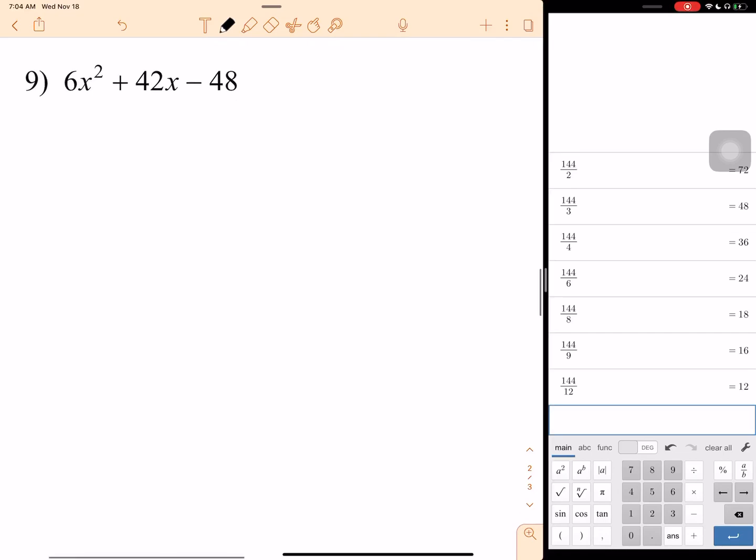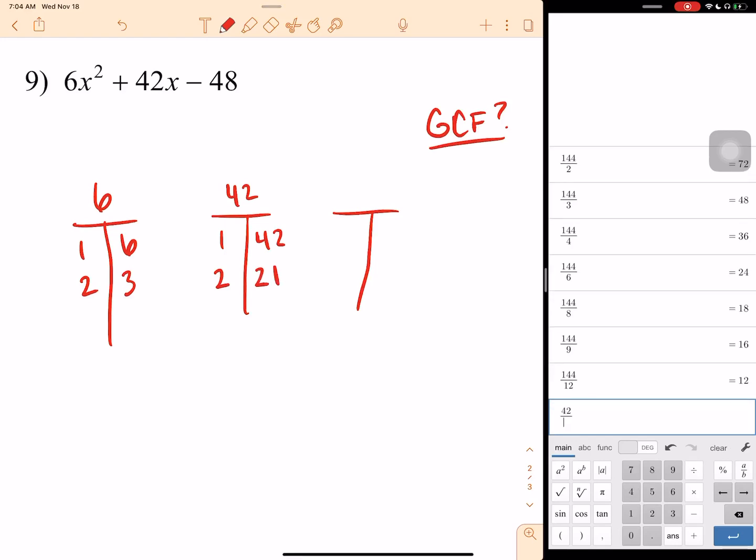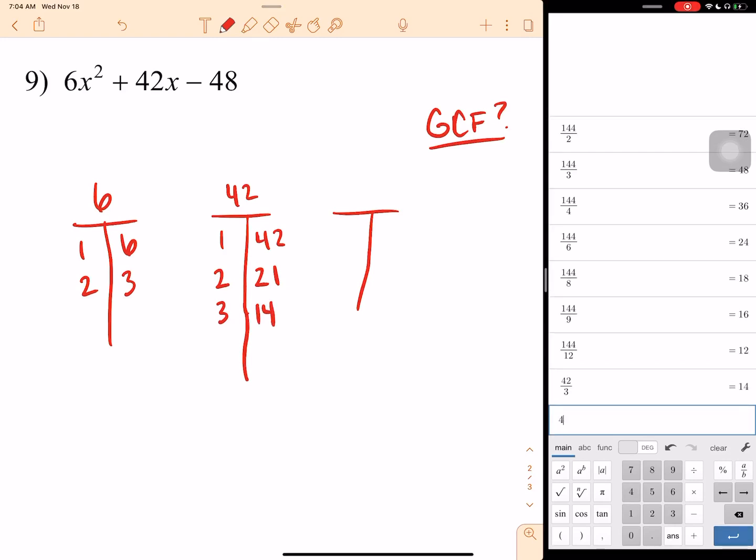Okay, so here we go. We want to see if any of those have any common factors. So we want to see, is there a GCF? If I were to set up t-charts, see all my factors: 6, 1 times 6, and 2 times 3. 42, I have 1 times 42, 2 times 21. 42 divided by 3, yep, 3 times 14. 4 does not go into it, but 42 divided by 6, yep, is 7.